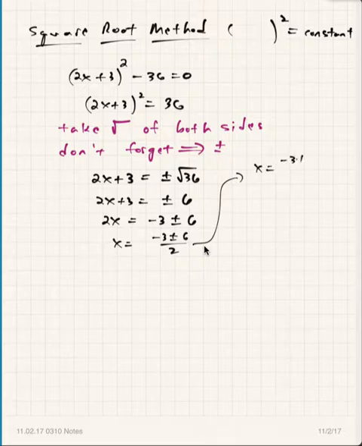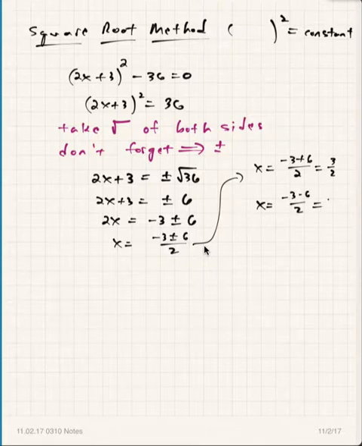If you can simplify this, or in other words, do the arithmetic, you do it. So negative 3 plus 6 over 2 is 3 over 2. And negative 3 minus 6 over 2 is negative 9 over 2. And so those are my solutions in this case, 3 halves and negative 9 halves.